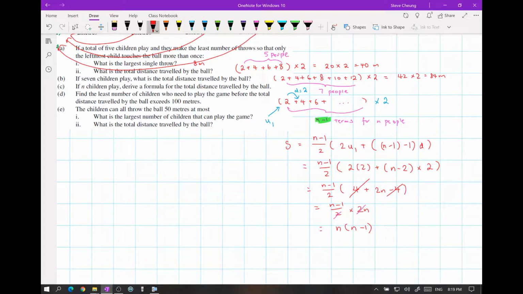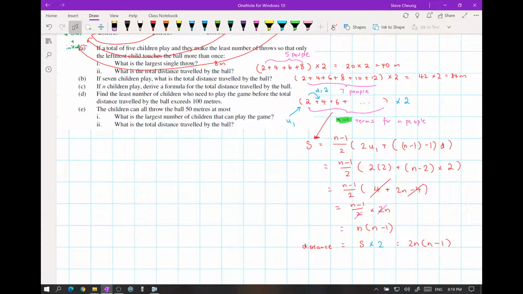So the S actually represents this. This represents the S part. But the distance, I actually have to do S times 2. So S times 2. Therefore, this will be 2n bracket n minus 1. You can expand it if you like, but I like to just keep it in this form.